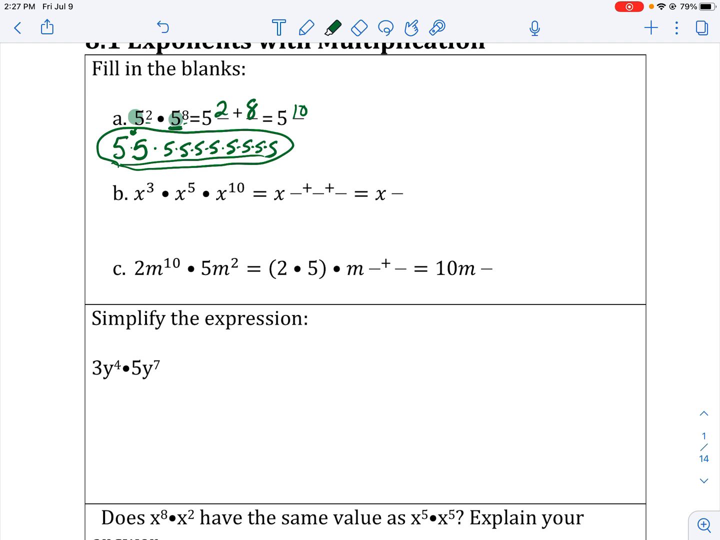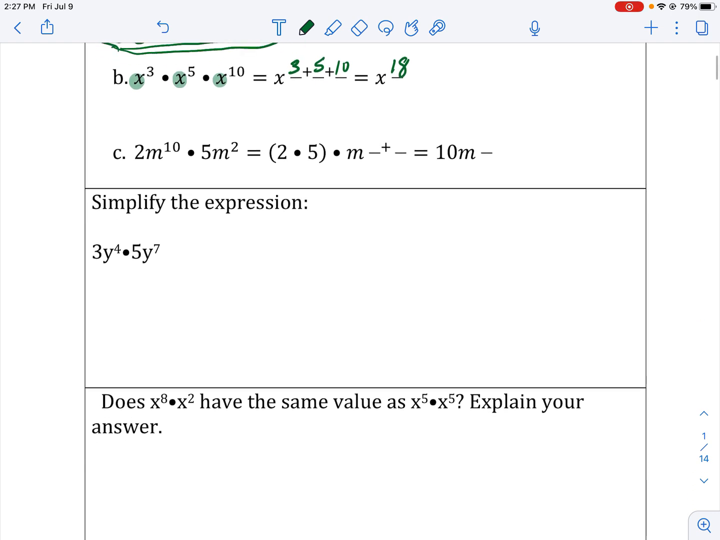Let's go to part B here. Looking at the base, I have like bases. All of those are x. When you multiply like bases, we add our exponents. And then 3 plus 5 plus 10 is 18.